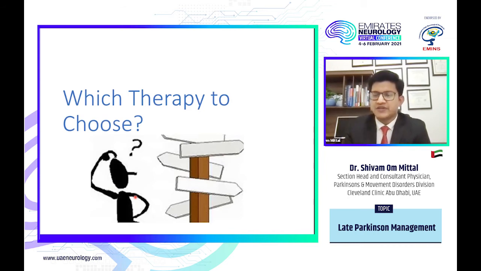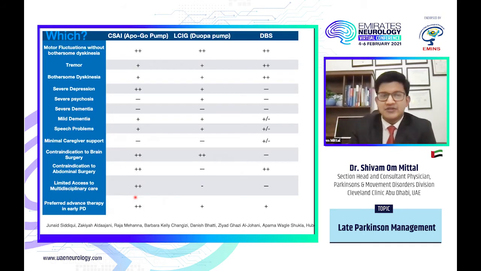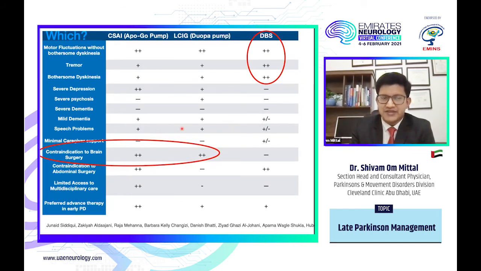Now, the question is which therapy you should choose for our patient. So, if we have a younger patient who has a lot of tremor, a lot of motor fluctuations, dyskinesias, the best option will be DBS. If the patient has depression, psychosis, mild dementia, then you start thinking about levodopa pump or the apomorphine pump. If the patient has contraindications for brain surgery, definitely you have to think about the pump therapies.